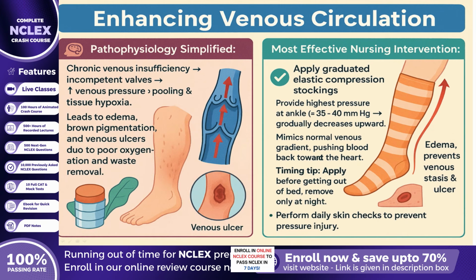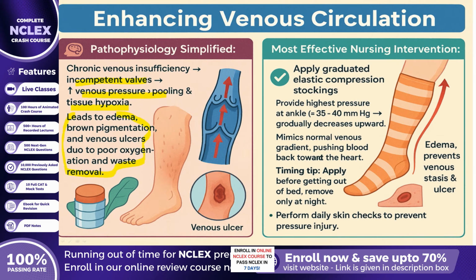Now let us unfold the clinical reasoning behind this choice. Chronic venous insufficiency occurs when venous valves fail to function properly, leading to increased venous pressure, blood pooling, and tissue congestion. This chronic state promotes edema, hypoxia, and eventually ulceration due to impaired oxygen delivery to tissues. The main nursing objective is to promote venous return and minimize venous congestion. Graduated compression stockings are highly effective because they provide the strongest pressure at the ankle, about 35 to 40 millimeters of mercury, and gradually reduce pressure upward along the leg.